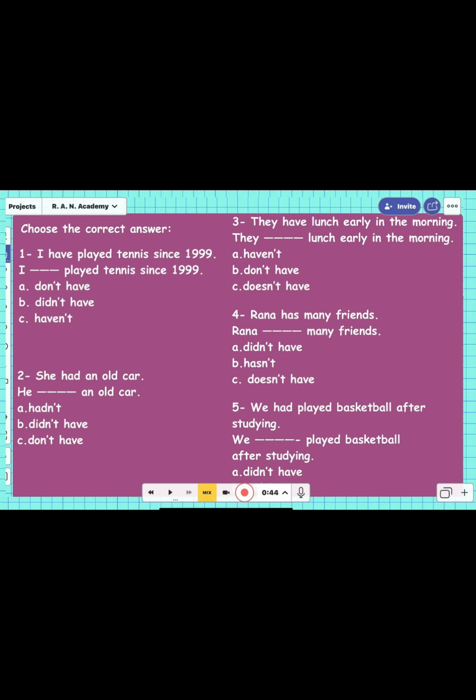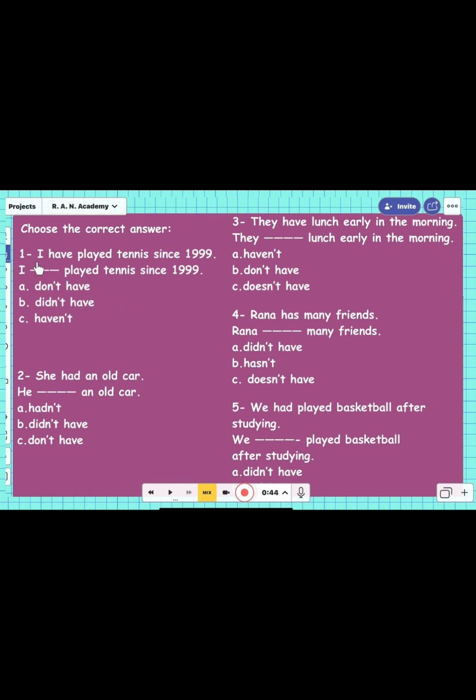And now, my dear students, we will see here how to make all these sentences negative and choose the correct answer. So let's see together.